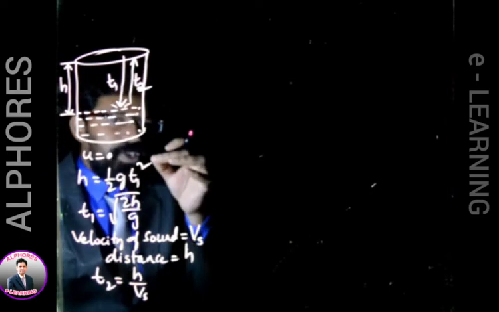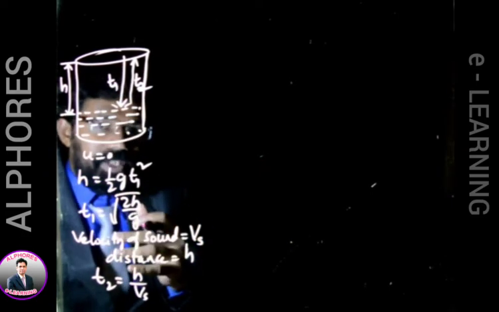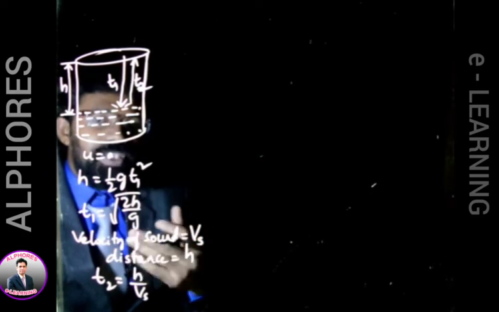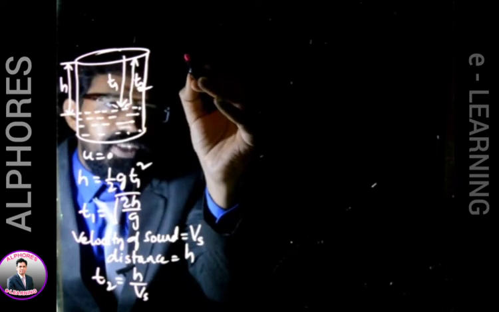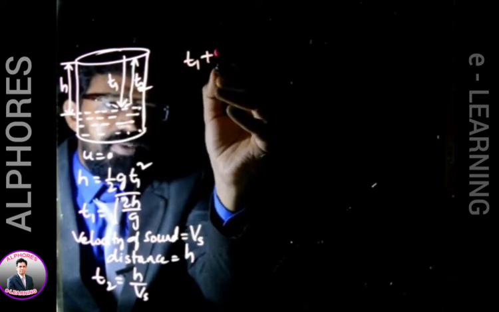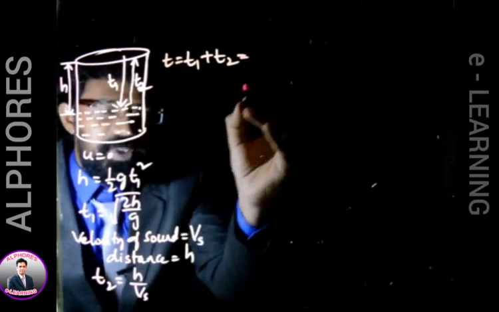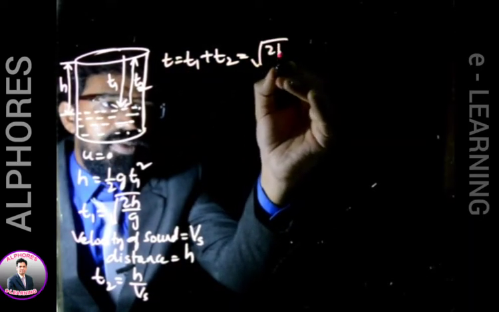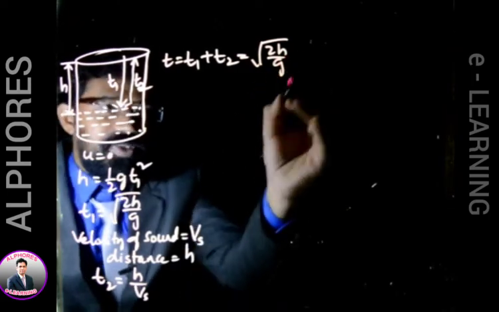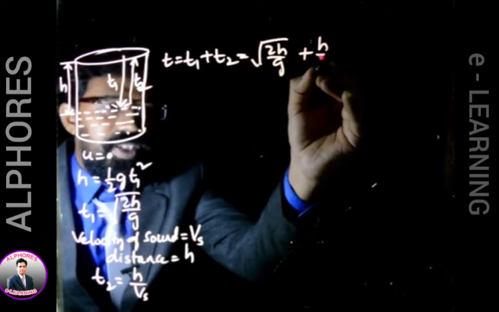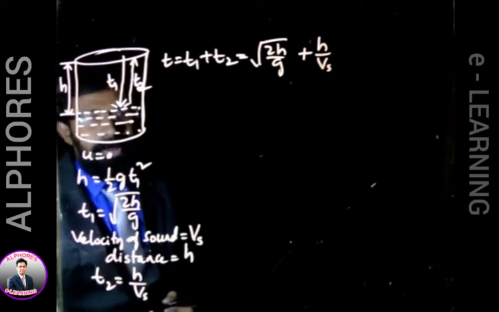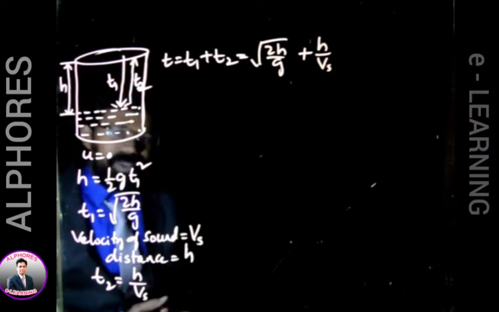So after I drop the stone into the well, after how much time will I be able to hear the splash? I will be able to hear the splash after a time equal to T1 plus T2. I will take it as T, which is equal to how much? T1 is under root 2h by g and T2 is h by Vs. So that's how you can handle the situation.